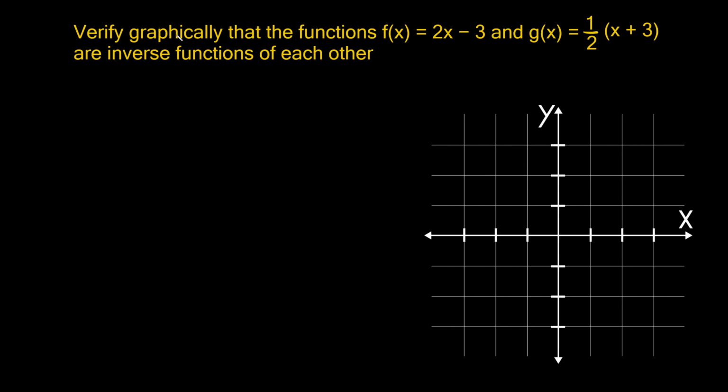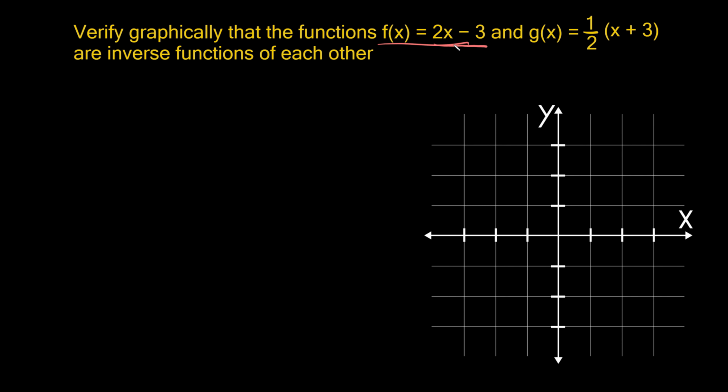So it says, verify graphically that the functions f of x is equal to 2x minus 3 and g of x is equal to 1/2 x plus 3 are inverse functions of each other. Okay. So the first thing that we want to do is simply graph these. So let's first graph this guy right here. F of x is equal to 2x minus 3.